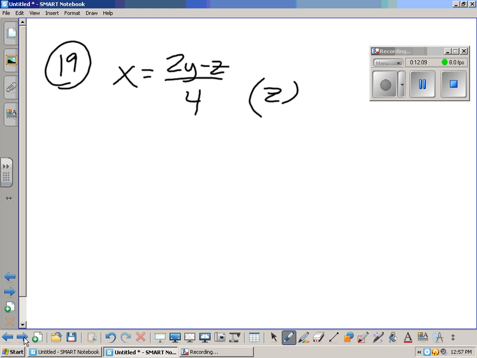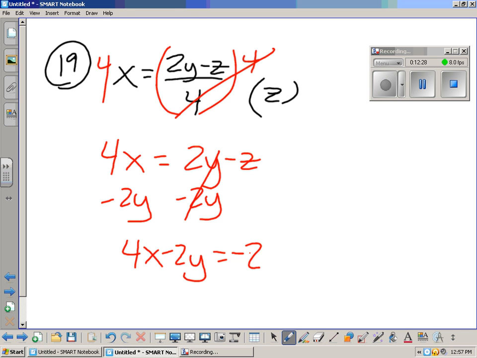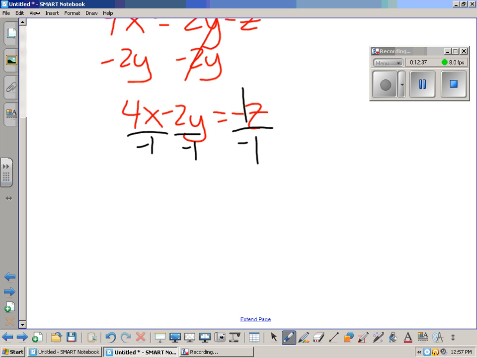Number 19, we're solving for z. So I multiply both sides by 4. 4 divided by 4 is 1. And then I'm going to subtract 2y from each side. The last thing I need to do is get rid of this -1, the coefficient that's -1. So I divide everything by -1, and we get -4x plus 2y equals a positive z.